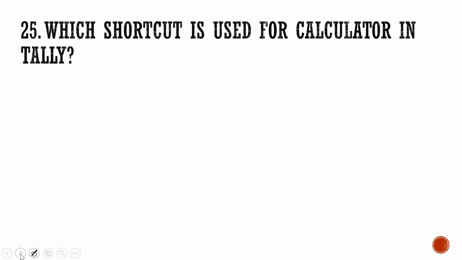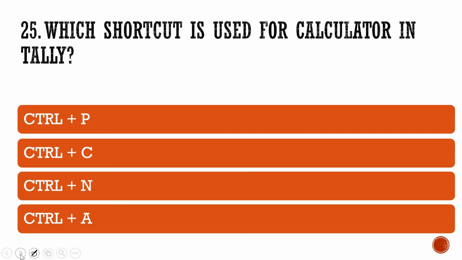My last question. Which shortcut is used for calculator in Tally? Yes, for calculator in Tally. I told you two shortcuts over here to remember. One was print. P stands for print. Another was for delete. D stands for delete. So for P, print, I will use ALT+P. For delete, I will use ALT+D.